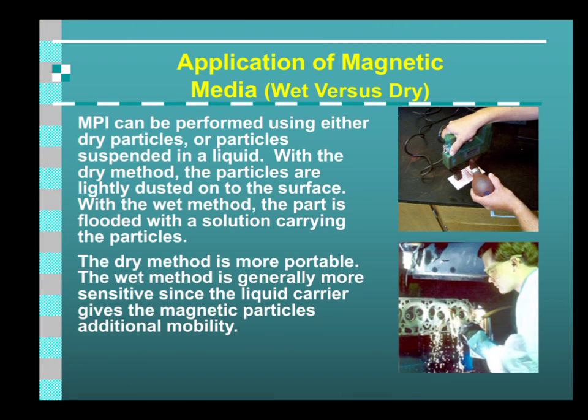Application of magnetic media. MPI can be performed using either dry particles or particles suspended in a liquid. With the dry method, the particles are lightly dusted onto the surface. With the wet method, the part is flooded with a solution carrying the particles.